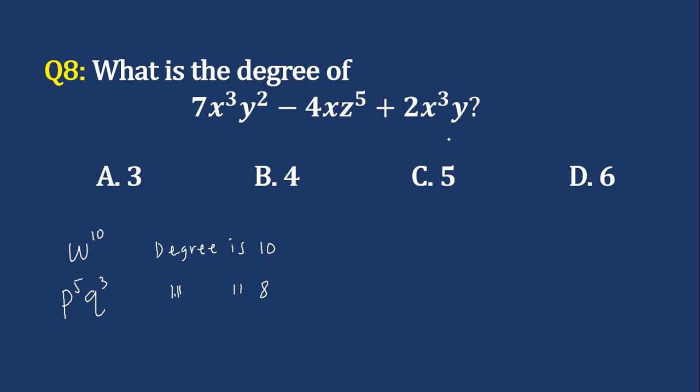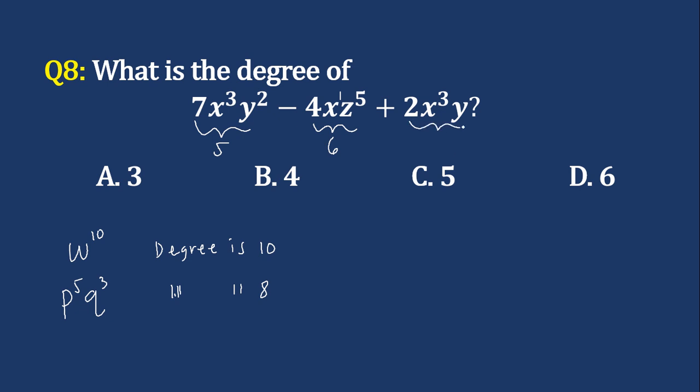So we will determine the degree of each term. And the highest degree of the three terms must be the degree of the entire polynomial expression. So we know that the degree of 7 is 0, the degree of x raised to 3 is 3, the degree of y raised to 2 is 2. We just add 3 and 2, that is 5. So the degree of this is 5. Similarly, we do the same procedure. The degree of this must be 1 plus 5, right? So that's 6. The degree of negative 4 is 0 because it's a constant again.